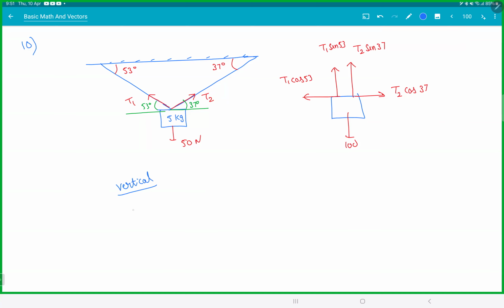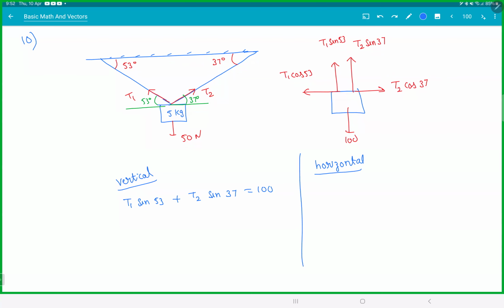Now, in the vertical direction, two people are balancing the weight. Who are the two people? T1 sin 53 and T2 sin 37. So this is 50. In the horizontal direction, this guy and this guy are fighting with each other, so both are opposite. So T2 cos 37 must cancel T1 cos 53. Are these two equations clear, everyone? If you got these two equations, physics is over. Now it is just math.